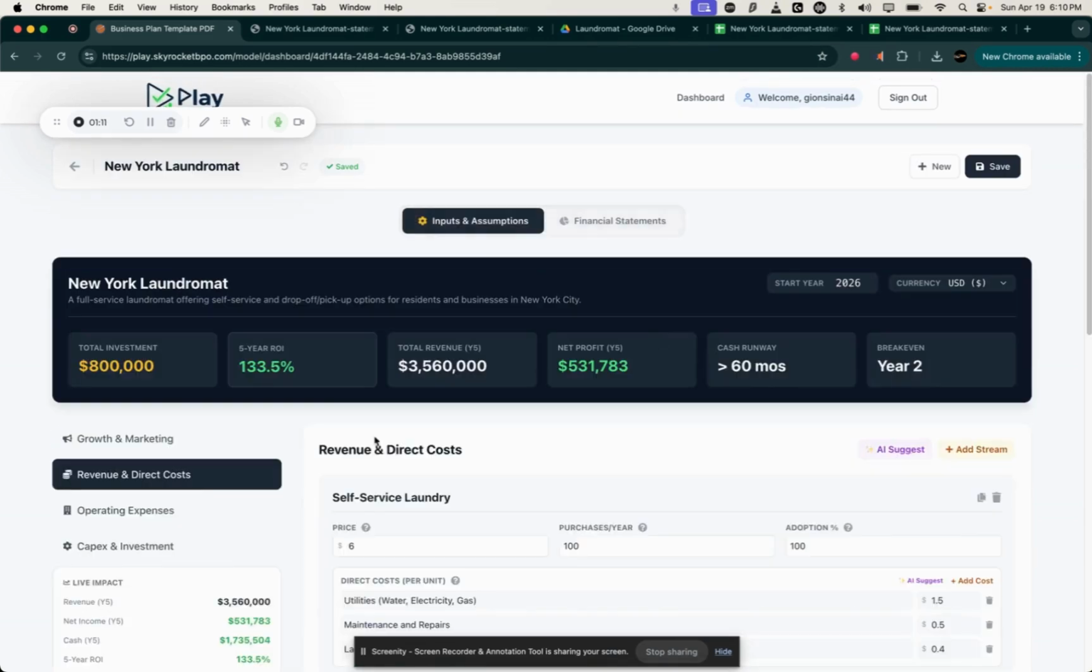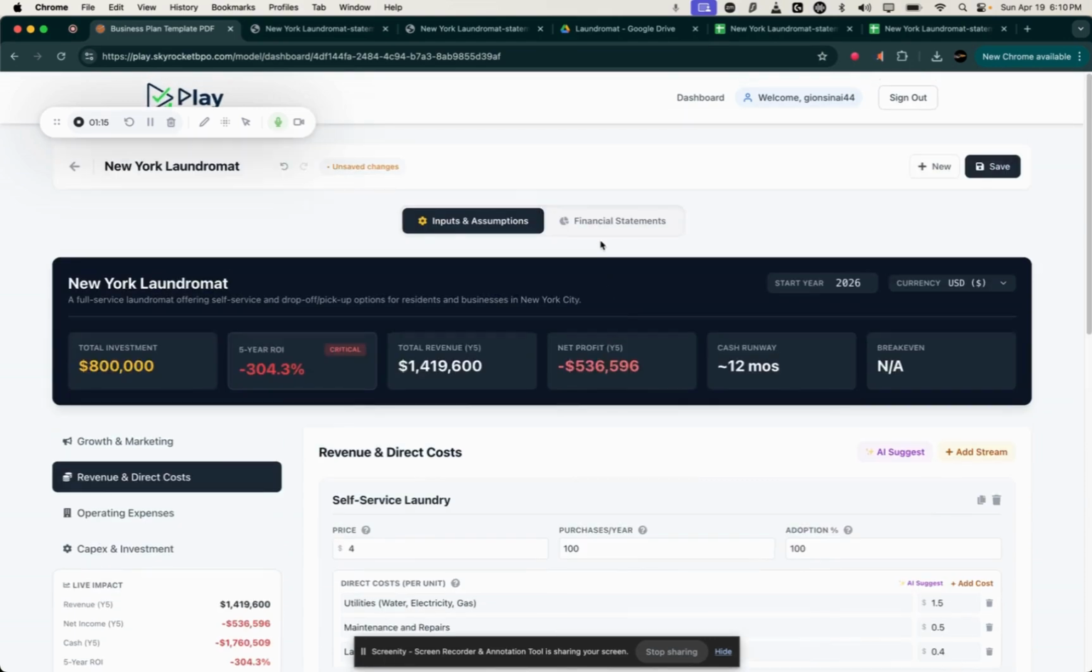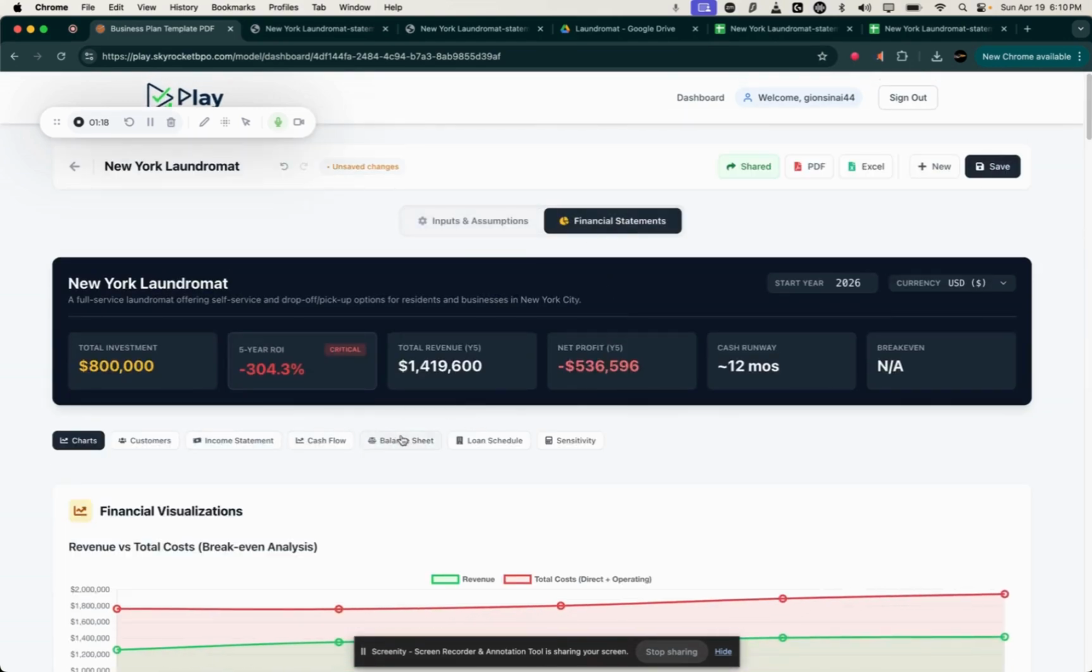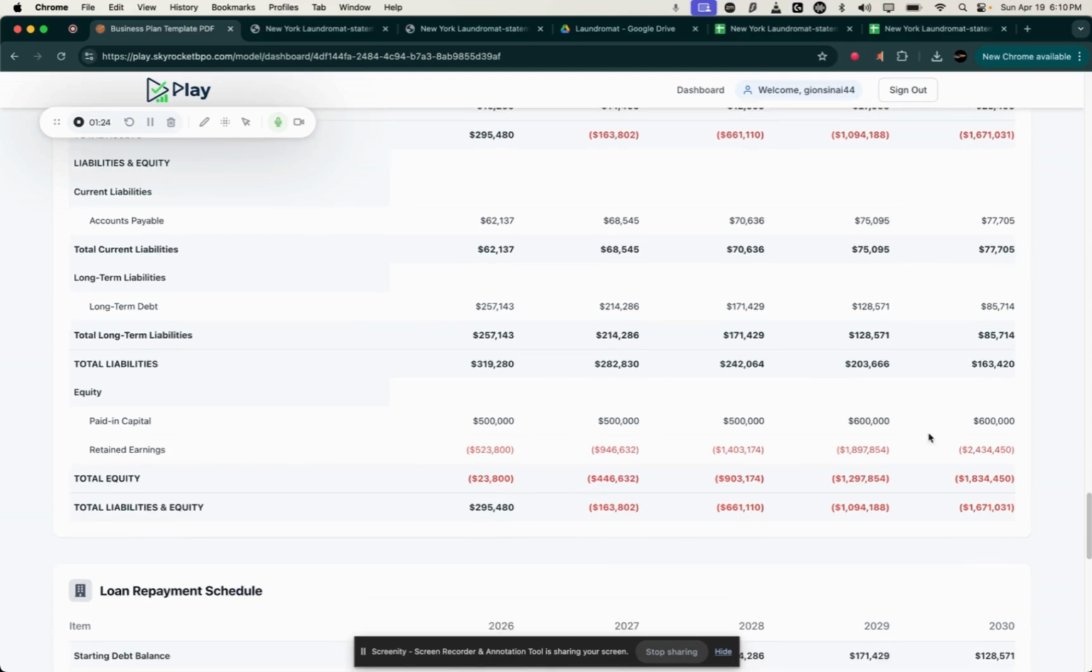Now let's make some change in the input field. Let's say we are going to charge $4. So if we charge $4, then let's see what happens. Let's go to the balance sheet again, and if we visit the balance sheet, 295 and 295, as you can see, it's going towards negative. Everything is balanced automatically.